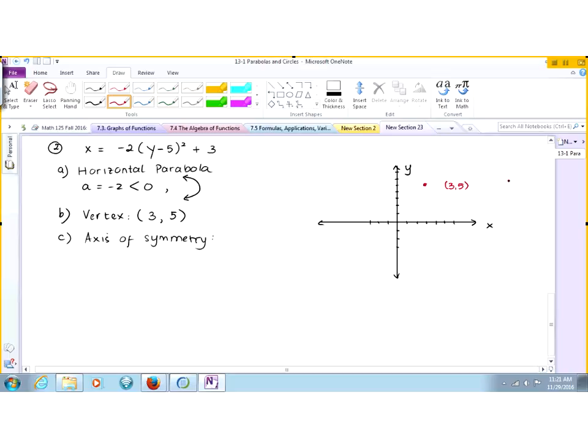Okay, good. 3 comma 5. Now, where is my axis of symmetry? Horizontal. So let's draw it first. This is my axis of symmetry, which is y equals 5. You're right. So I have these on my graph: the vertex 3 comma 5 and y equals 5. Good.